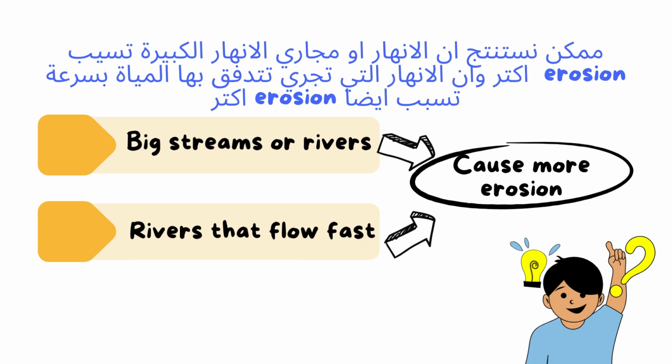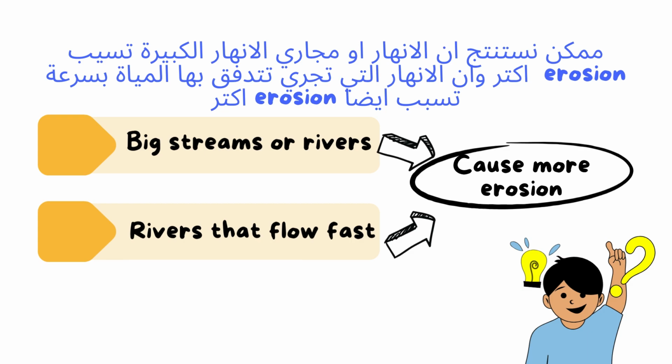If the stream is big or the river is big, it can move more sediments, it can carry a larger amount of sediments. Also, if the rivers are flowing very fast, they can carry more sediments. So big streams or rivers and rivers that flow fast cause more erosion.